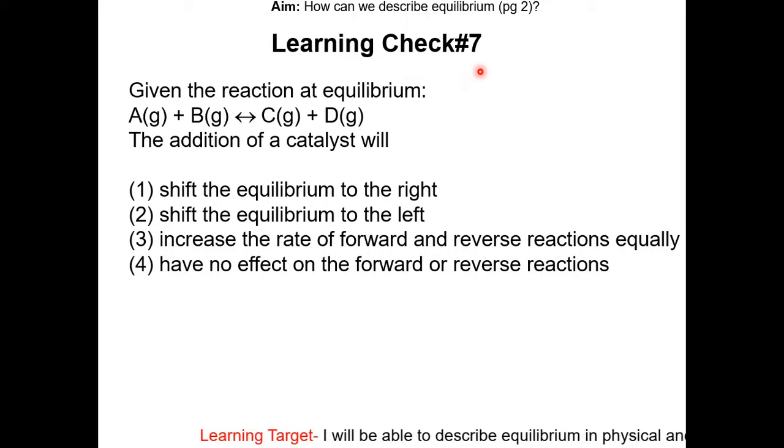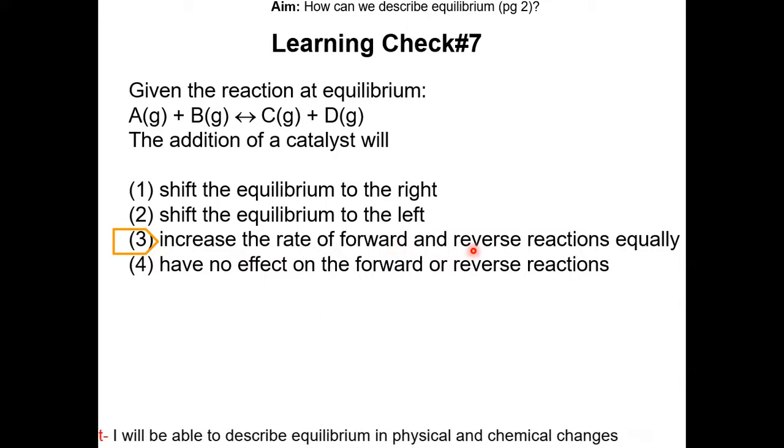Learning check number 7. Given the reaction at equilibrium, the addition of a catalyst will do what? Pause the video and resume as completed. The answer is choice 3. Increase the rate of the forward and reverse reactions equally.